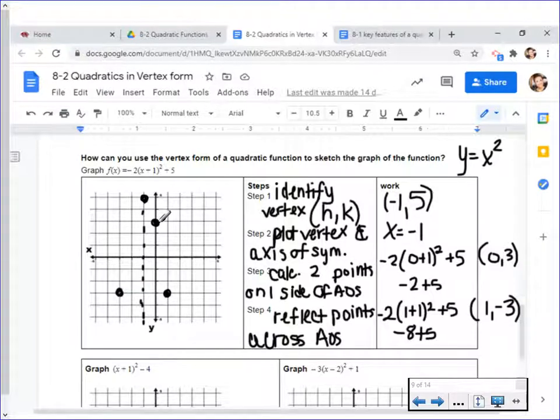Right here, my point up at the top was 1 away from my axis of symmetry, so I'm going to go 1 away on the other side and make a point. All you have to do now is connect your points to make your parabola. Mine's not very good, but there you go.